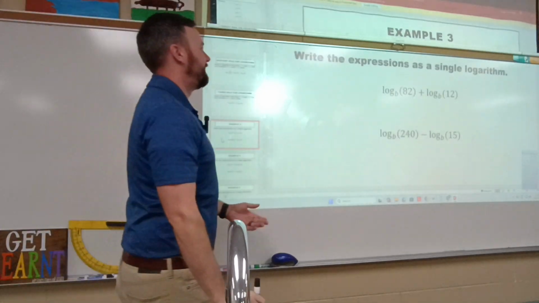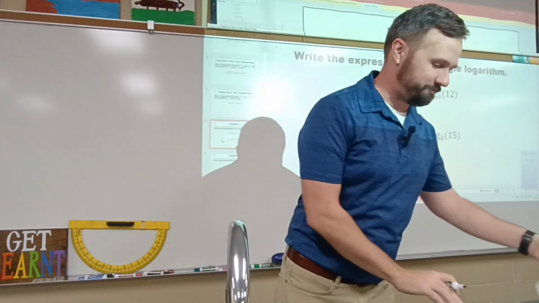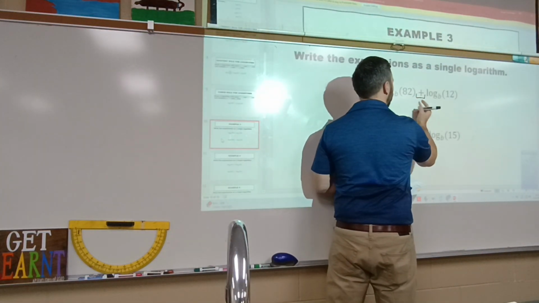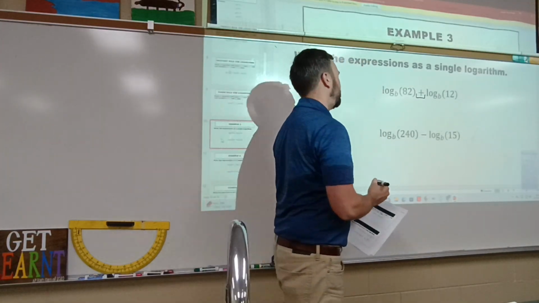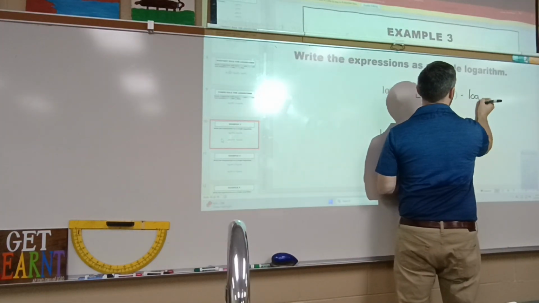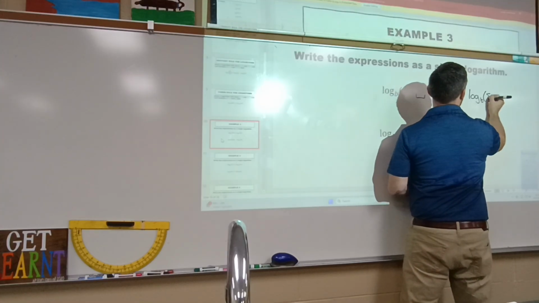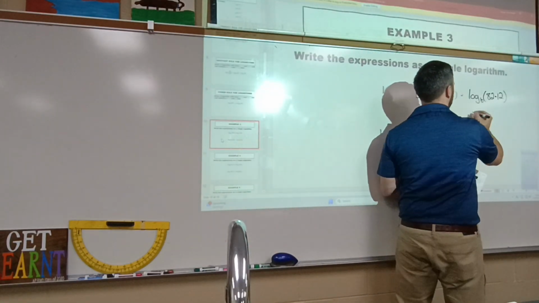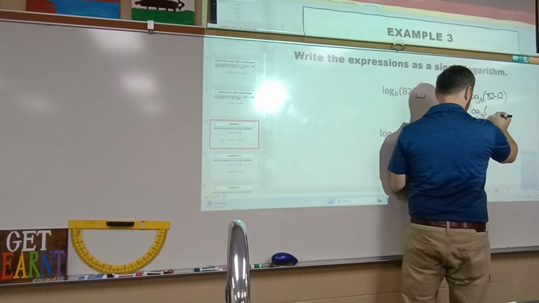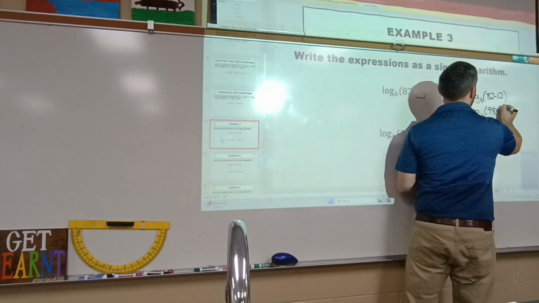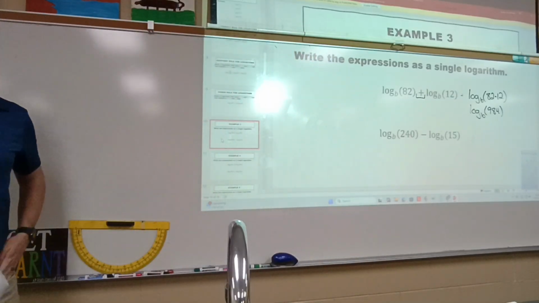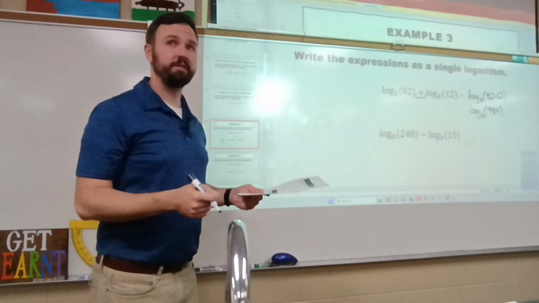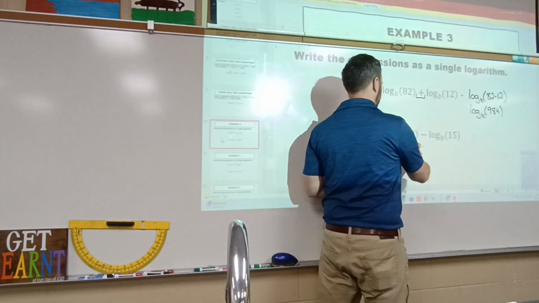All right, so here we go. Let's write these expressions as a single logarithm. If I'm adding my logs, what do I do with my numbers? When I add, I multiply. 82 times 12. So if you're really a nerd, you could call it log base b of 984. When you add, you multiply. Any questions on that one? You guys feeling okay? Or you're not yet awake?